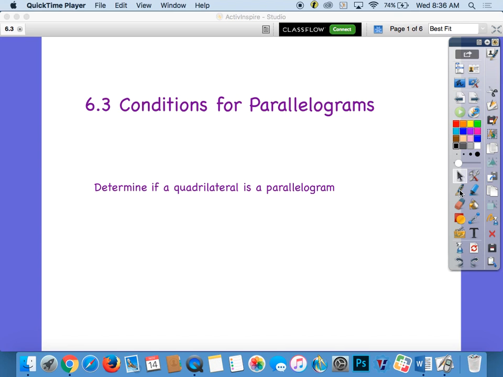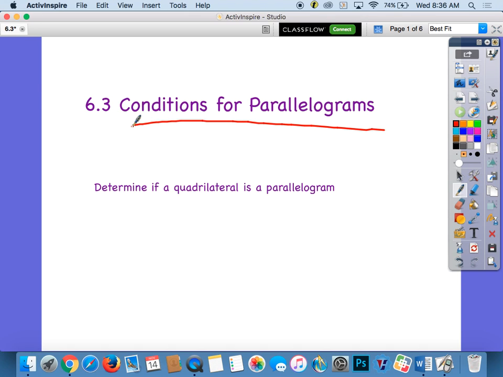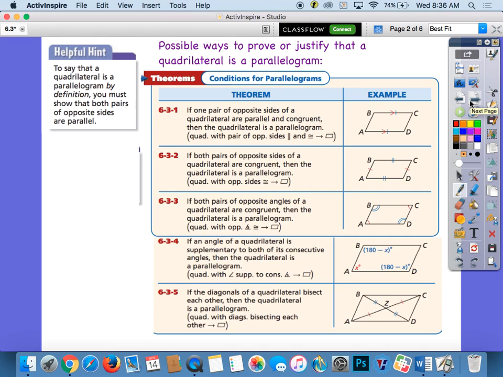Guys, today we're going to piggyback on what we did yesterday and extend our conditions for parallelograms. So our goal is to determine if a quadrilateral is a parallelogram. And we're going to go through several different theorems or properties that are going to prove that something is a parallelogram. You guys will need to know each of these. So don't get intimidated by all of this.